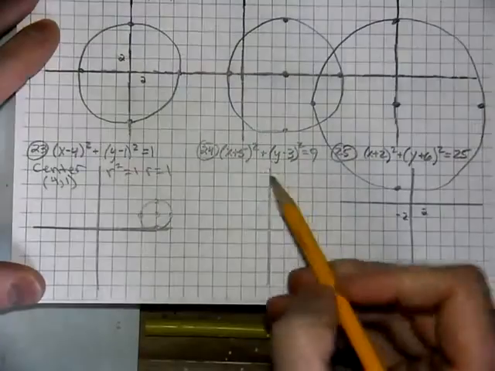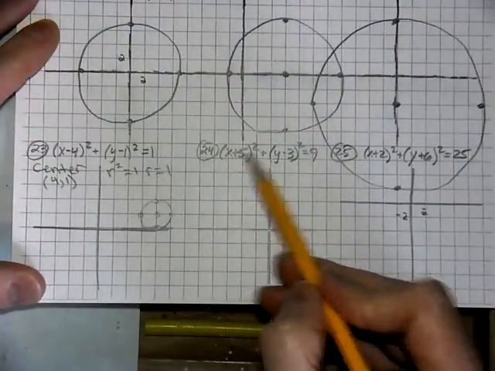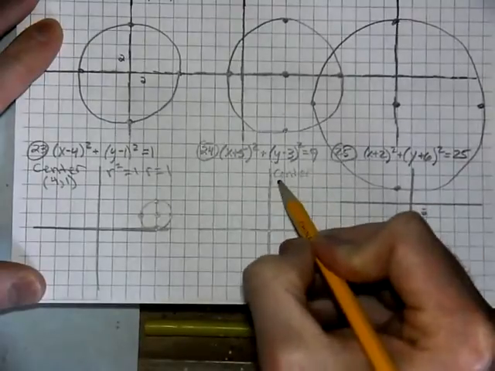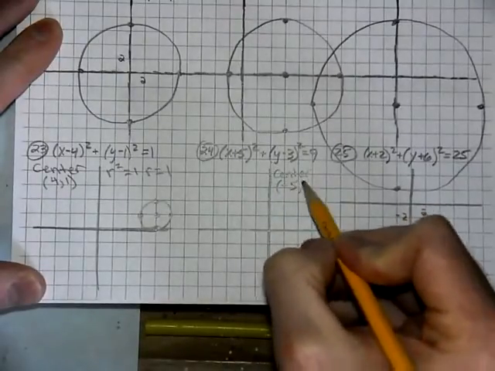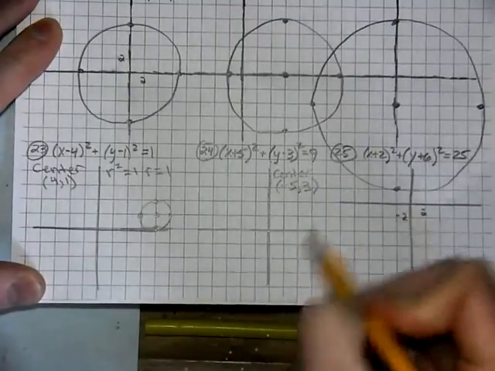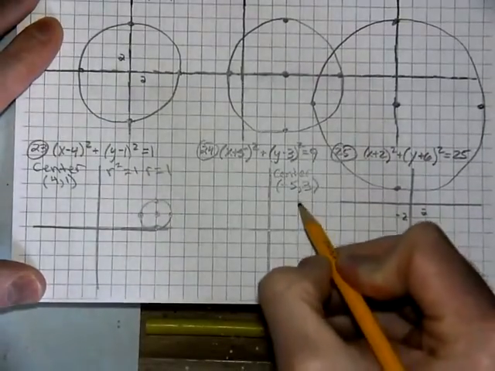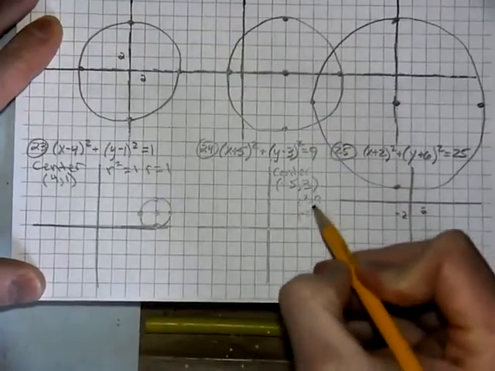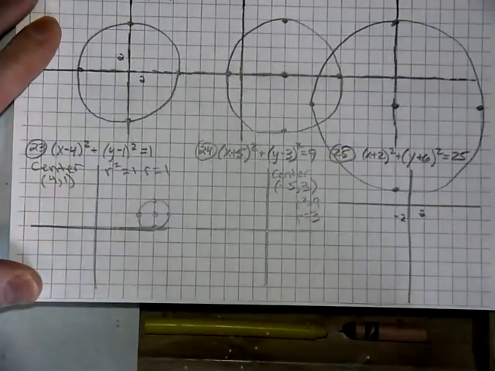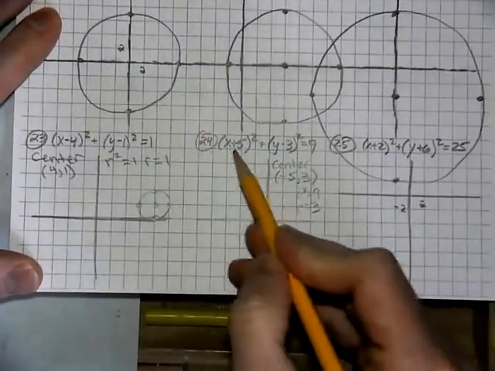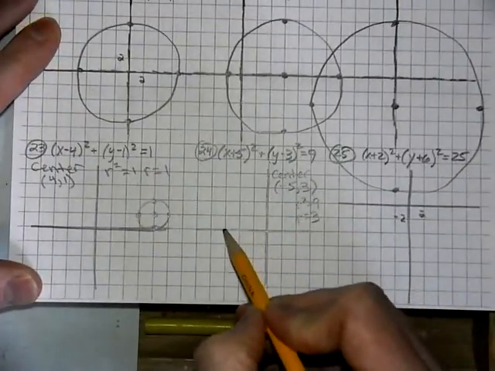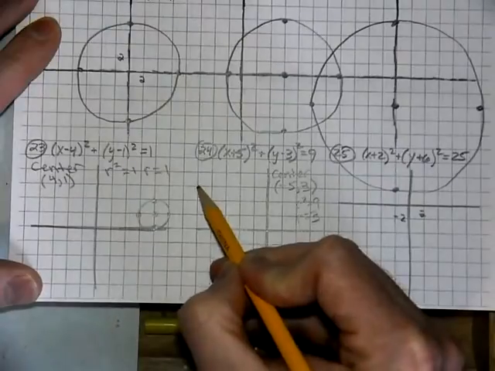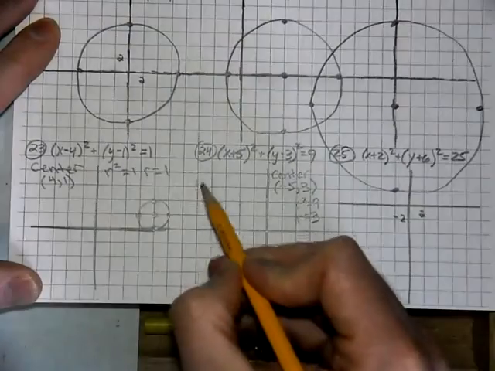Here we have a center at -5, 3. And the radius squared equals 9, so the radius is the square root of 9, which is 3. So we're going to go 5 to the left, 3 up, and we'll have a radius of 3.